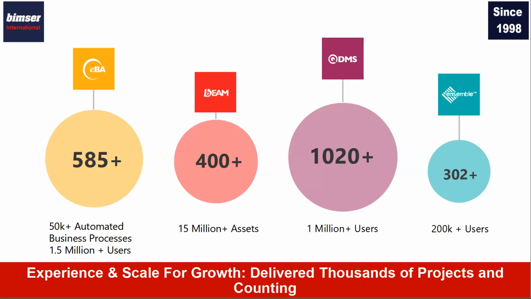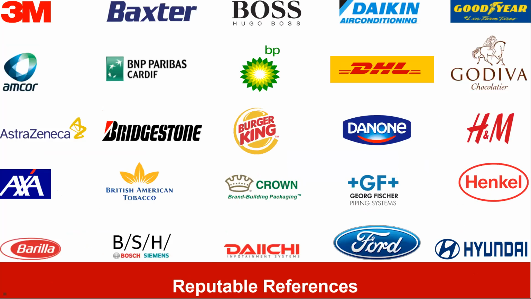These numbers show how many projects we have delivered since 1998. More or less, these numbers also show how many customers we have. We have more than 2,000 customers and more than 2 million users using our systems on a daily basis. We have many reputable references using our systems. We work with 3M, Ford, Henkel, Hyundai, Bridgestone, Western Alliance, and many other reputable companies, organizations, and institutions that are using our systems, and they need to automate and digitize business processes.